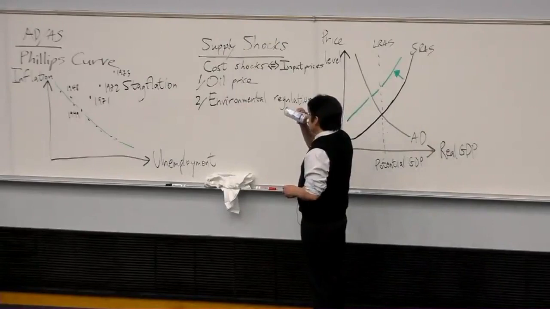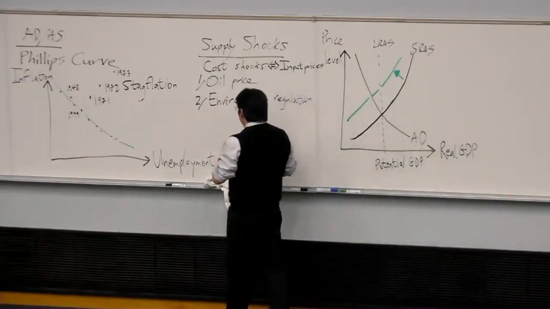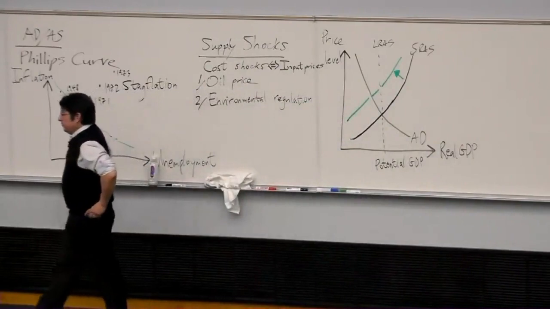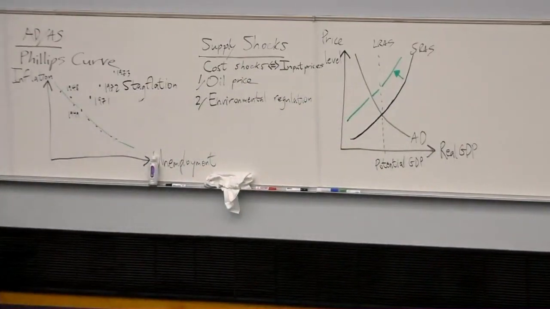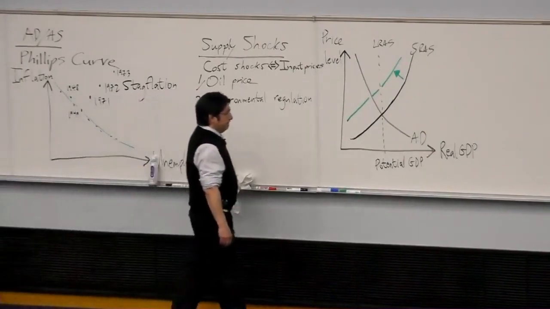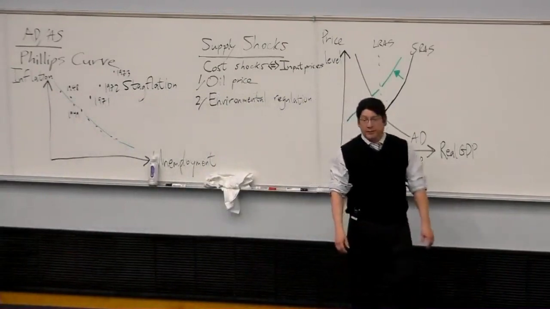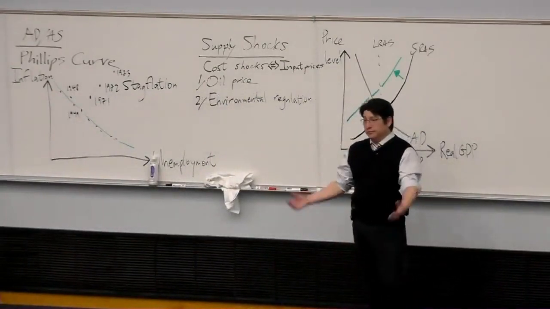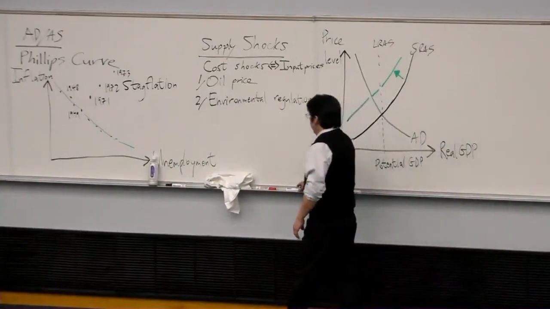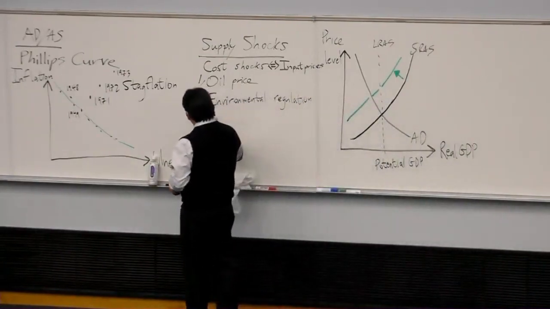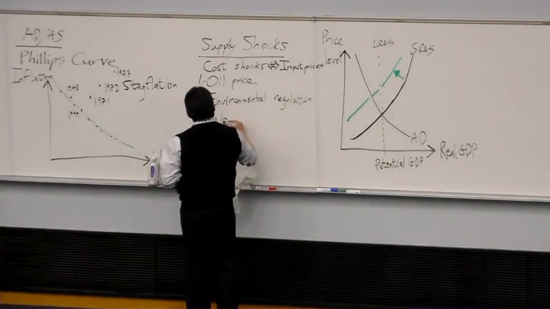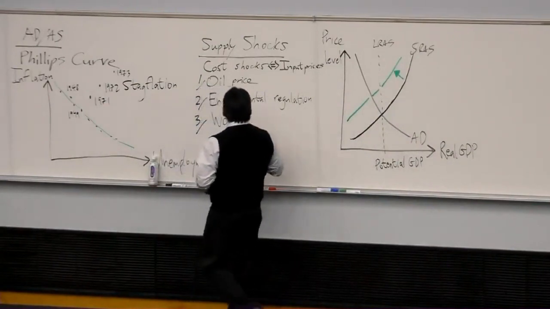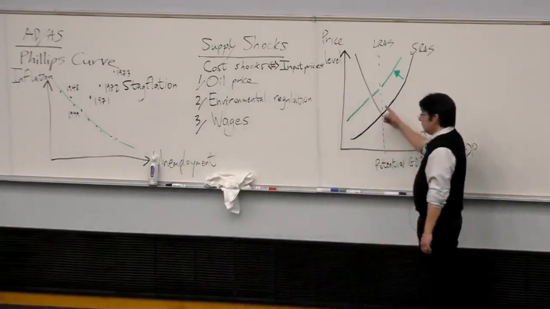However, finally, we talked about different input prices here, but we haven't talked about the, I guess you could say, most important input price. What is the most important input in any economy? It's labor. And so that raises the question of whether changes in wages could do something like this.